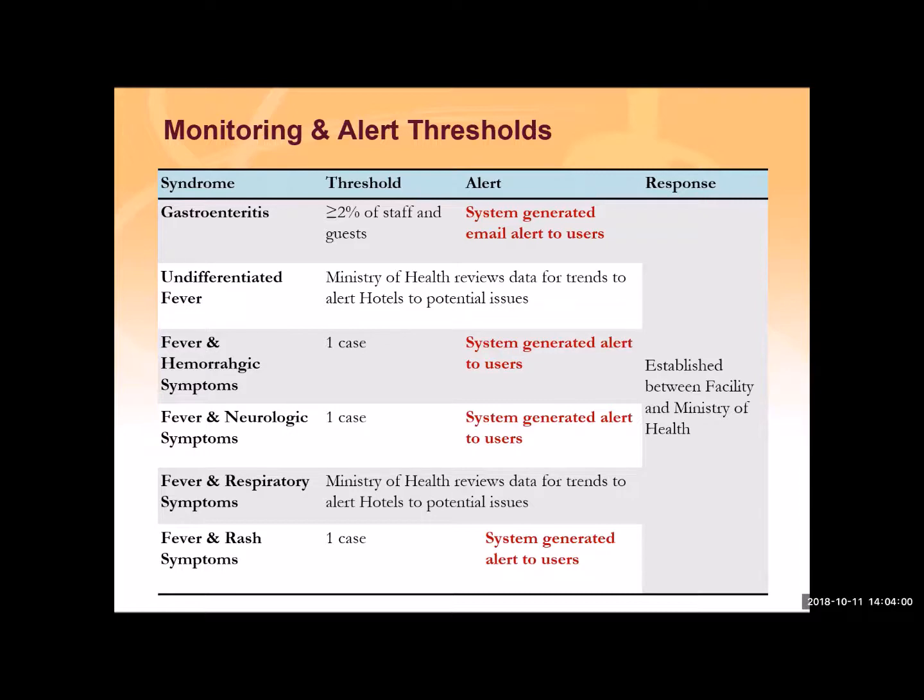So there are different alerts for different syndromes. For example, undifferentiated fever, most countries have dengue endemic in their country. So once dengue is in your country, you know that a certain time of the year, dengue is going to be around.